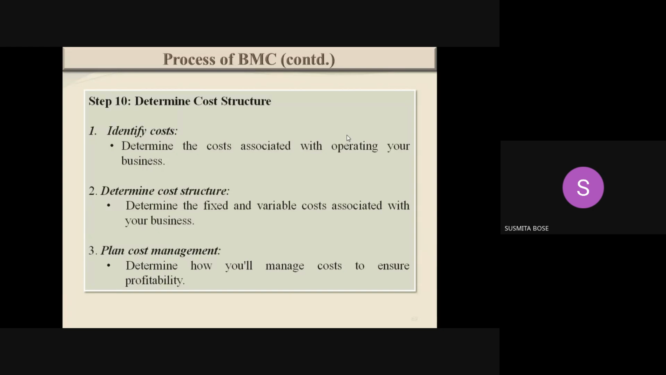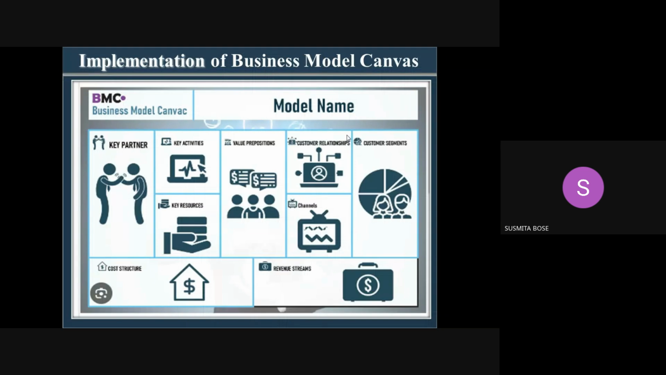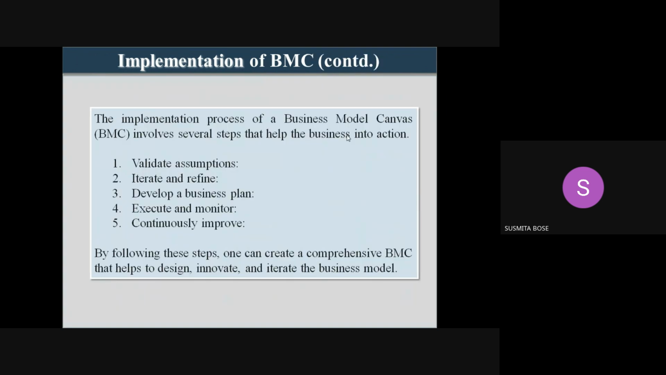So these were the process of creating your own business model canvas. Now the next segment is how to implement that business model canvas that you have made in your business. This involves several steps that help put the business into action. First, you have to validate the assumptions, iterate and refine to develop a business plan. You have to execute and monitor and continuously improve.